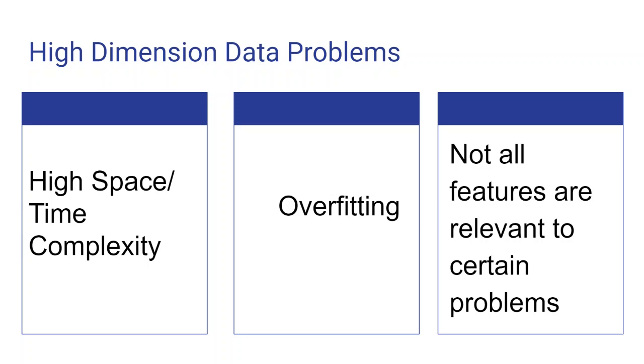First, they require high time and space complexity. Second, if we have too much information, the model can overfit. And thirdly, not all features may be relevant to certain problems. For example, if we want to predict the height of an individual, then a feature of the person, such as the number of properties he owns, is not relevant, right? So we can eliminate it.